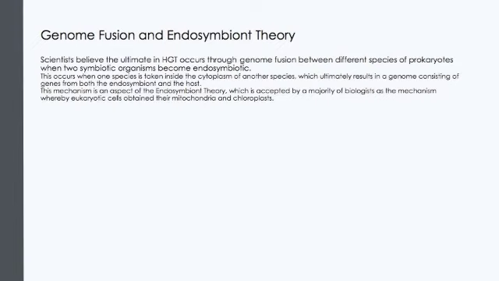Moving on, recall from previous chapters that we've talked about the endosymbiotic theory before. Scientists believe that the ultimate horizontal gene transfer occurs through genome fusion between different species of prokaryotes when 2 symbiotic organisms become endosymbiotic. This occurs when one species is taken inside of the cytoplasm of another, which ultimately results in a genome consisting of genes from both the endosymbiont and the host. The mechanism is an aspect of the endosymbiotic theory, which is accepted by a majority of biologists as the mechanism whereby eukaryotic cells obtain their mitochondria and chloroplasts.